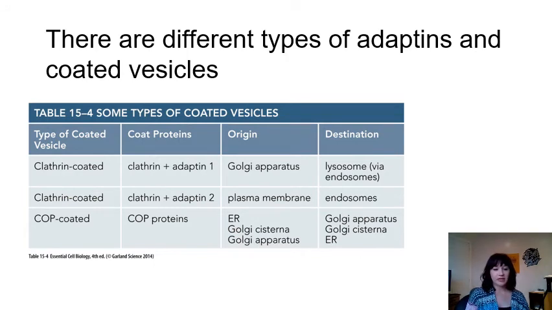So there are other types of coating proteins and adaptins. In addition to clathrin, there's also COP. There's various types of adaptins, and again, there are different combinations depending on where that vesicle is originating and where it is ending up. I don't expect you to memorize these, but just to know that clathrin is not the only one, and that we have various types of adaptins.